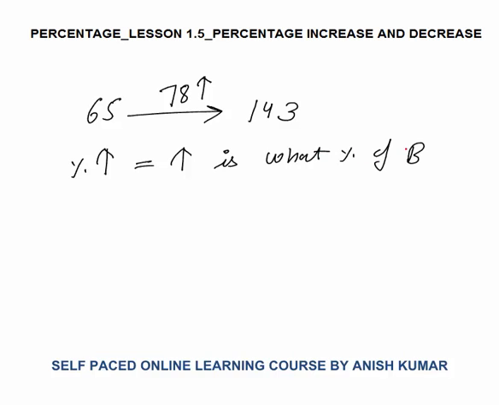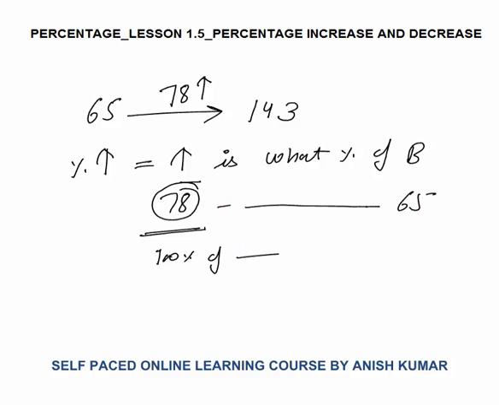One method was increase by base into 100, but you can use that method when the numbers are simple. When the numbers are complicated and you need to calculate in a faster way, the better method is common sense or logic. Now we simply need to calculate: 78 is what percentage of 65, that is base?